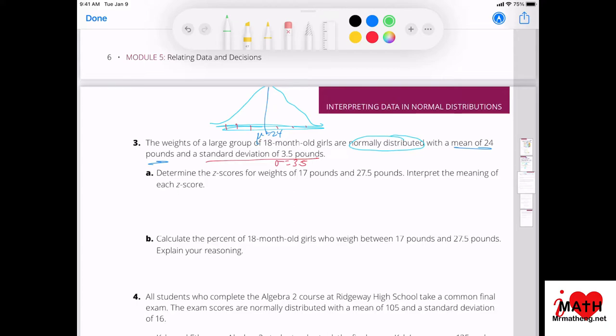Okay, so our formula we're going to use is z equals the data input value minus the mean divided by the standard deviation. So I'm going to do 17. So this is an x value. You can call it x1 because we're going to have multiple x's here. And so I have 17 minus our mean, which was 24, divided by 3.5. And 17 minus 24 divided by 3.5 is going to give you a z-score of negative 2.